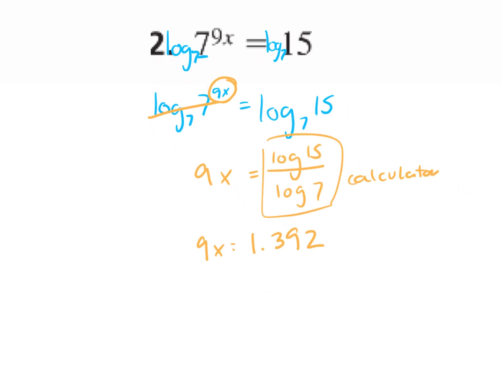Now am I done? What's the last step? Divide by 9. Since it's 9x, since 9 is being multiplied to the x, I have to divide both sides by 9 to get that x all by itself. So we just divide the 1.392. You could just leave it in your calculator and click divided by 9. You should get 0.155.